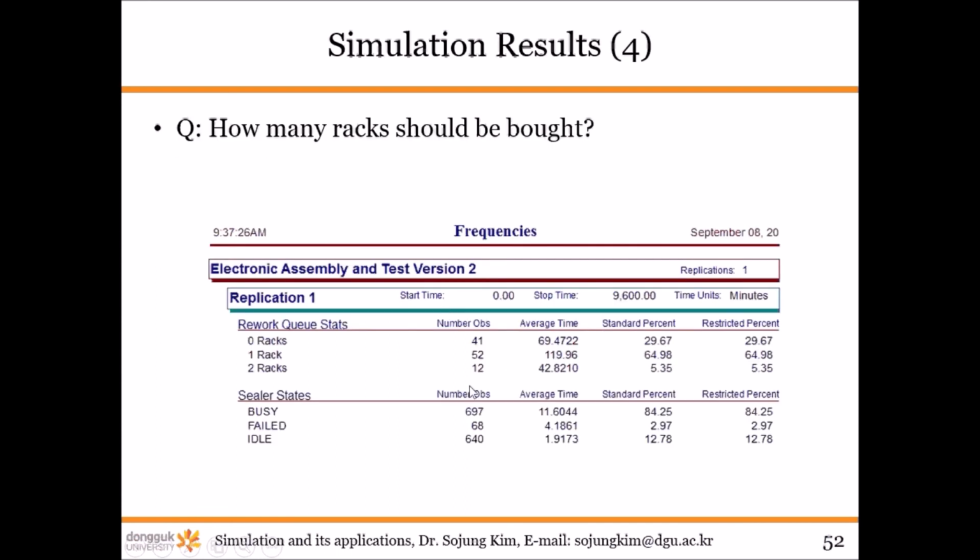Okay. And this is the frequencies of each category, and there is no value for 3 reworks, 4 reworks, 5 reworks, and then number of observations like this, and restricted percentage for 0 reworks, 1 rework, and then 2 reworks are like this. So in my case, you can determine how many reworks you should buy. Okay, maybe at most 2. You don't have to buy 3 because there is no case having more than 2 reworks.